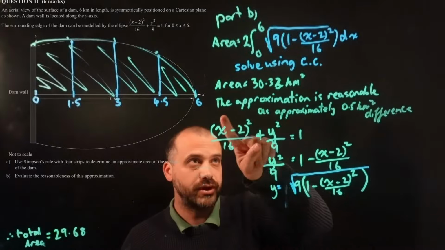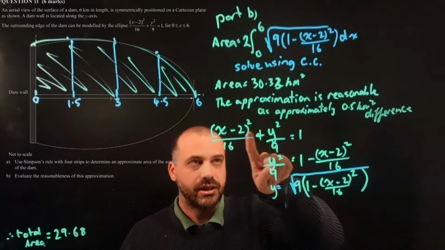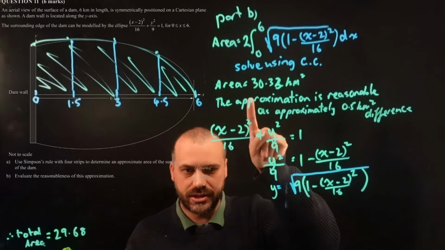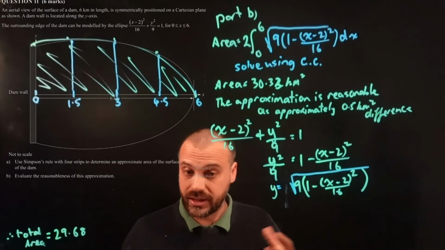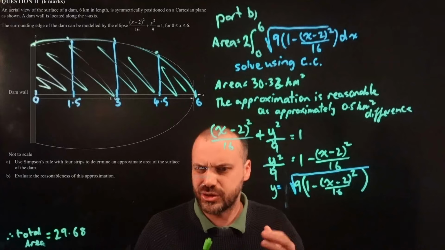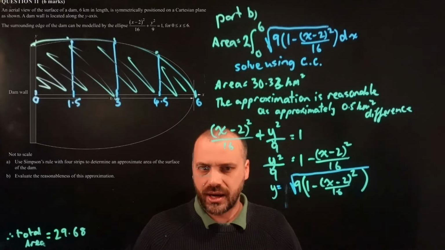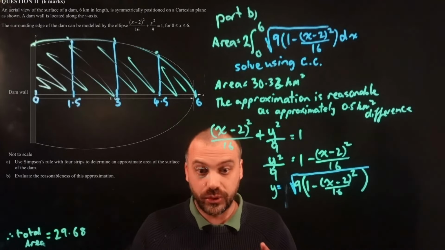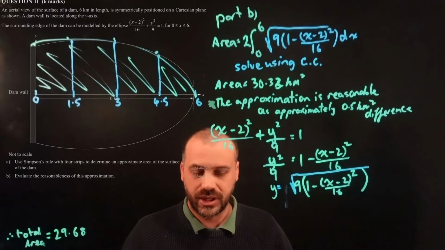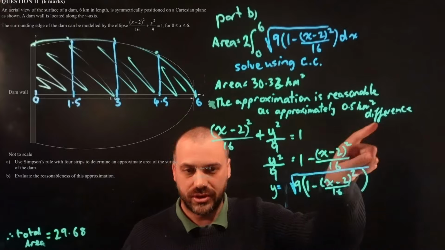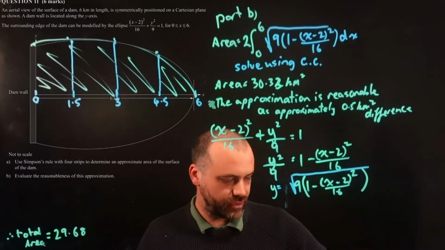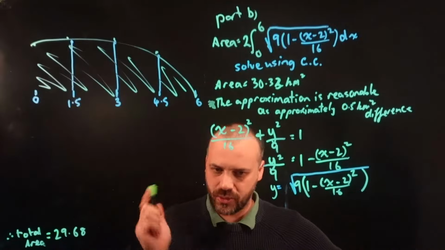I'll go with the approximation is reasonable as there is approximately a 0.5 kilometre squared difference between this value and this value. Now the QCAA in their example said something like the approximation is reasonable as there's less than a 2% difference. But I think that all you really have to write is the approximation is reasonable and you'll get there. You don't even need to do this bit. At least that's what it looks like on their marking schemes. All right, let's go. And one more.